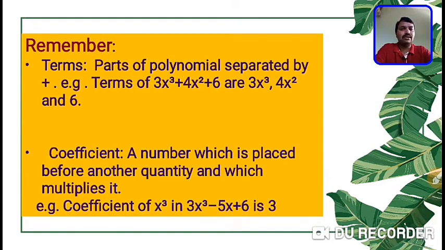Next is coefficients. A number which is placed before another quantity which multiplies it. Means a number or anything else which is placed before any other quantity which multiplies it. You have the example: coefficient of x cube in 3x cube minus 5x plus 6 is 3. Means 3 is in the multiplication of x cube. That is the reason the coefficient of x cube is 3.